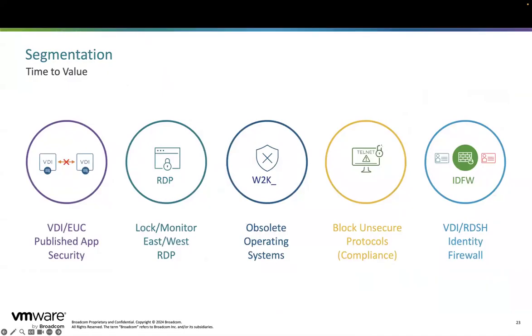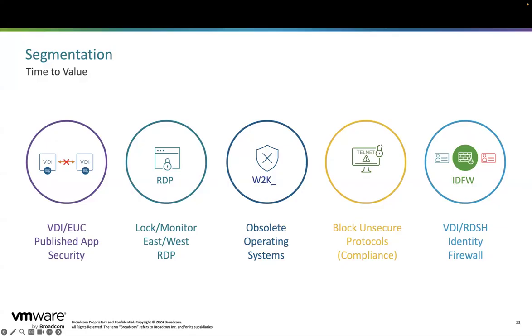So where do we really find the time to value for segmentation? Just a couple quick things here. VDI and end user computing, great use case for segmentation. In fact, you could build a very easy one-line policy: if the source is VDI and the destination's VDI, block, because the VDI desktops may have no reason to talk to each other. So very, very quick time to value.